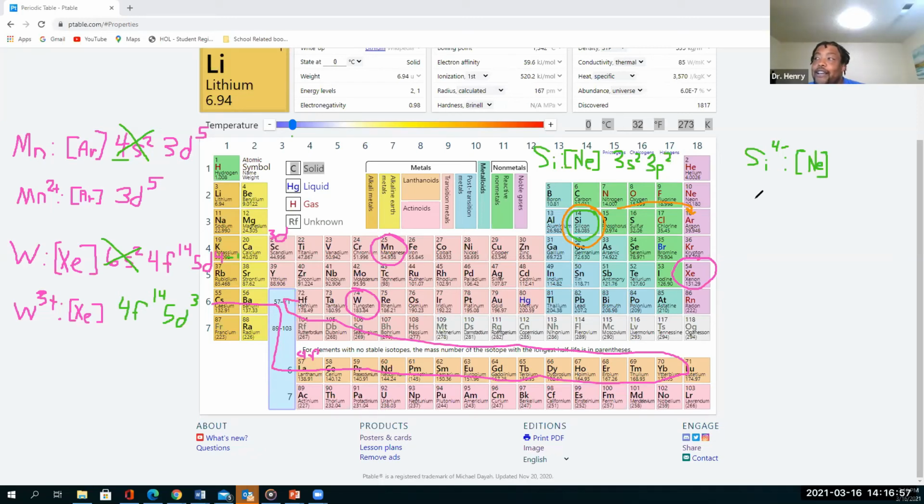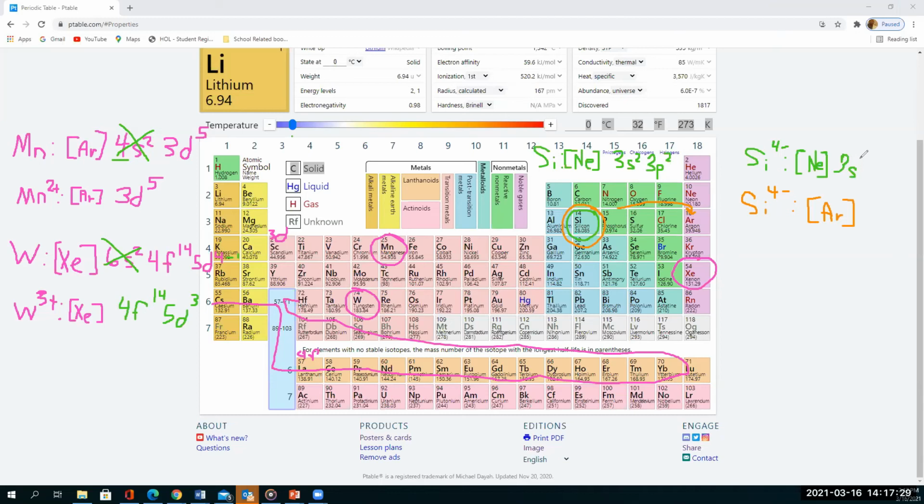So you're asking me if I could just write it as Si 4 minus, and just Ar. Yes, you could write it as that. That would be acceptable. Or you could have written it as Ne, 3s2 3p all the way to 6. That's right. Okay.